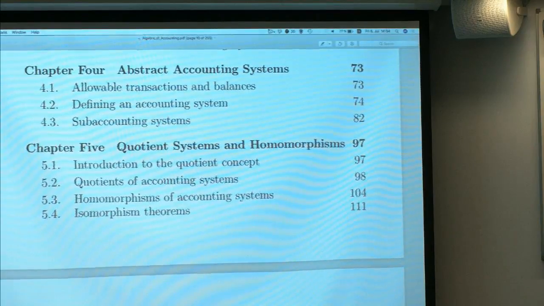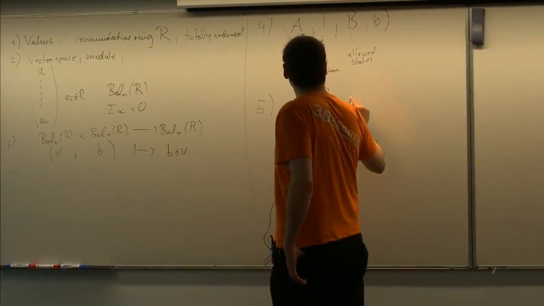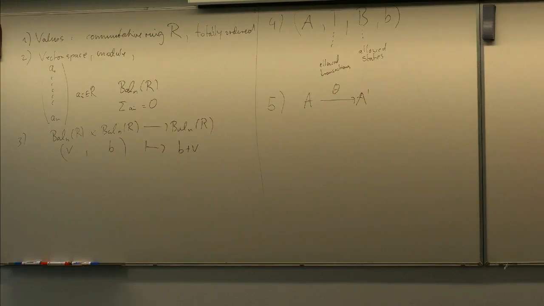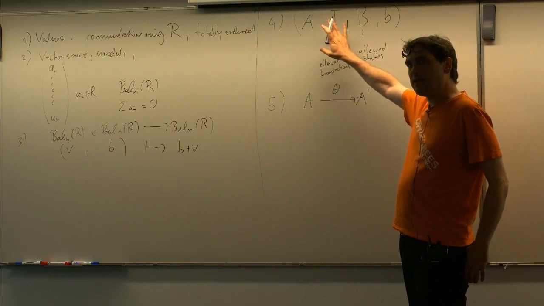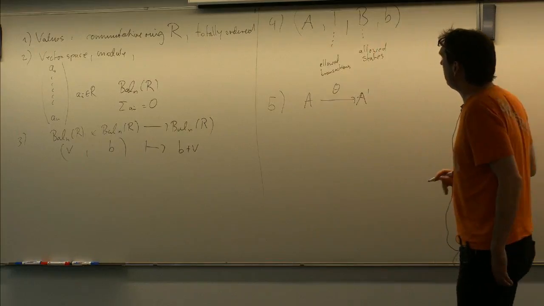So they don't exactly consider this as a category, or at least only implicitly, but they have a notion of a homomorphism. So a homomorphism is a map between accounts, and it must be compatible with allowed transactions and allowed states.